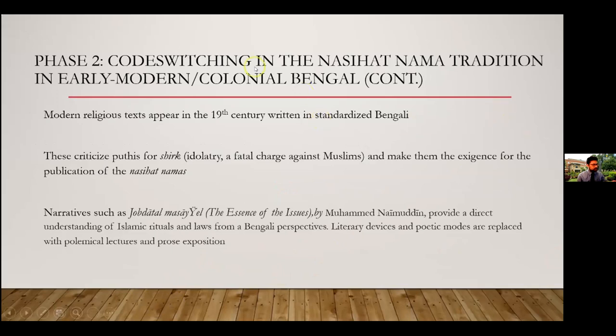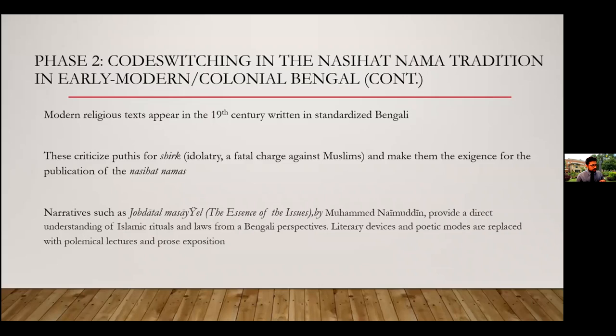In this phrase, religious texts appearing in the 19th century were all written in standardized Bengali. They criticized Puthis for shirk, that is, mixing Hindu ideology and Hindu terms and gods and ideas with Islam, which is very, very serious criticism. And the Nasihatnamas were framed as responding to this, to purify and revive the understanding of Islam.